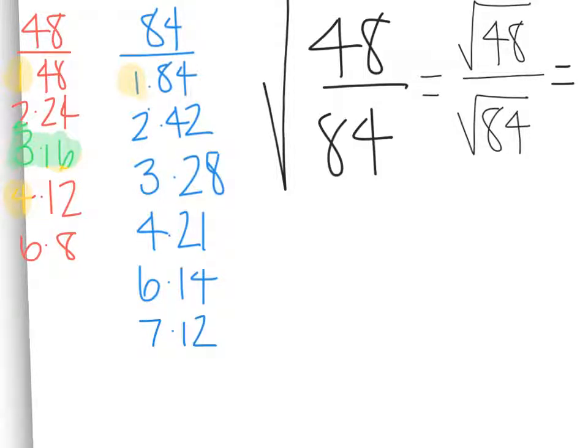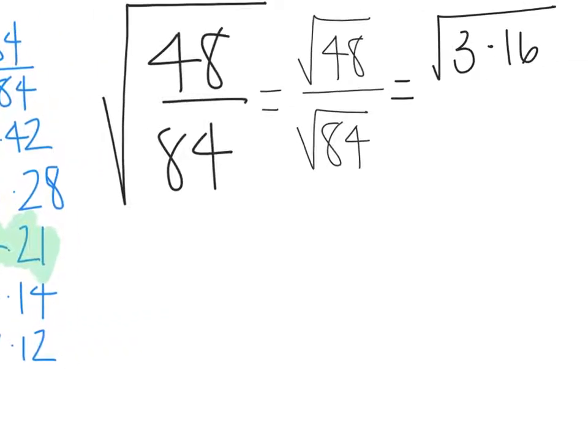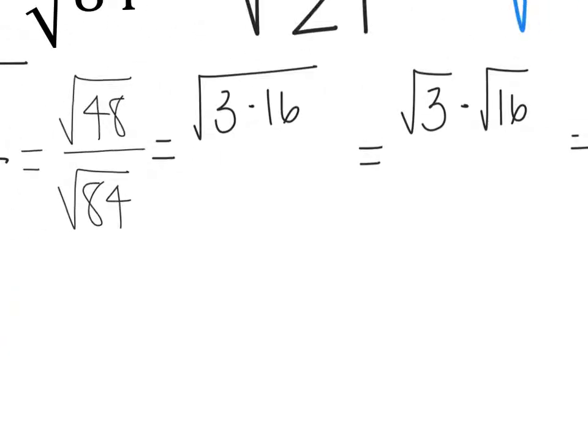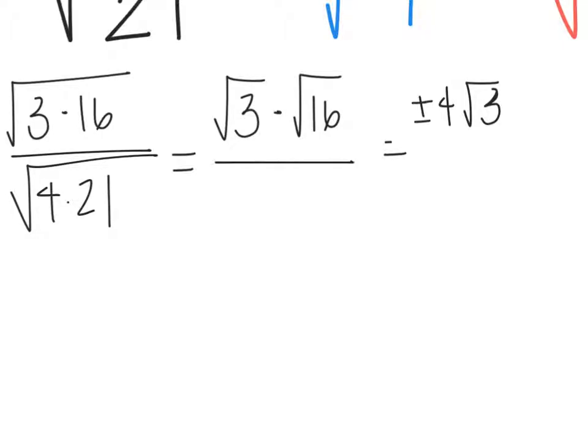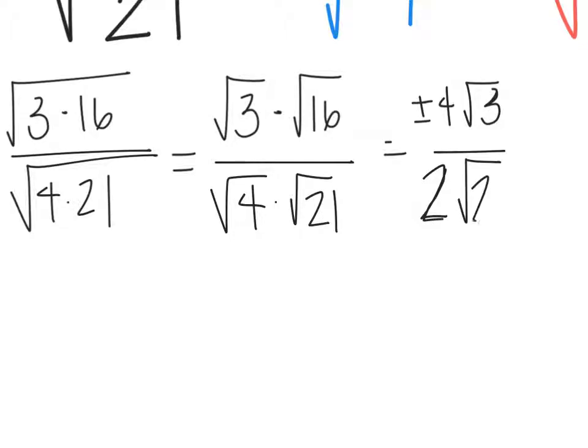Well, I know 1 is a perfect square. I know 4 is a perfect square. Of those two, the biggest one that I have is that 4 times 21, because 4 is the biggest perfect square. So I'm going to go with that 4 times 21 here. So that means that I'm going to rewrite the square root of 84 as the square root of 4 times 21, which is really the square root of 4 times the square root of 21. And the square root of 4 is really 2. And then the square root of 21.